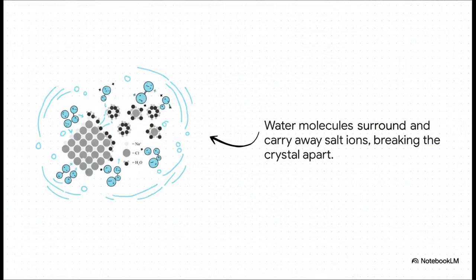So picture this: you drop a salt crystal into water. Immediately, these tiny polar water molecules just swarm it. Their positive ends are attracted to the negative parts of the salt, and their negative ends grab onto the positive parts. They literally surround these little pieces and just pull them away from the crystal, dismantling it piece by piece.